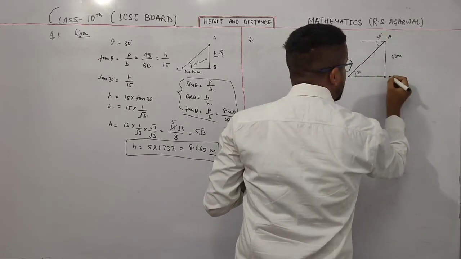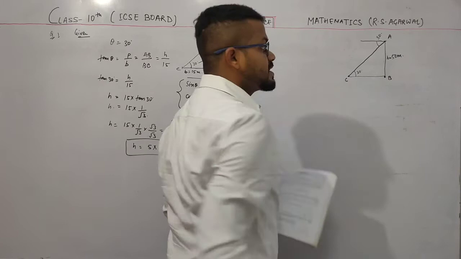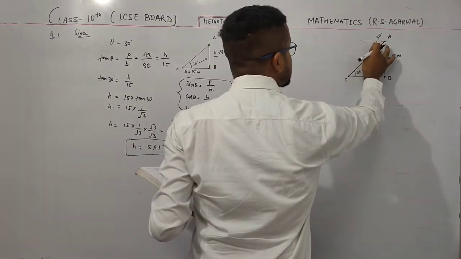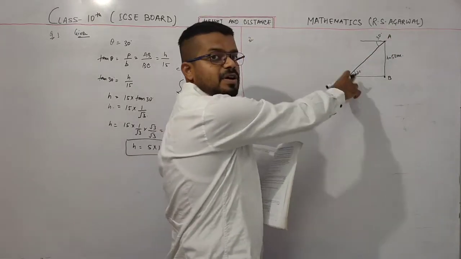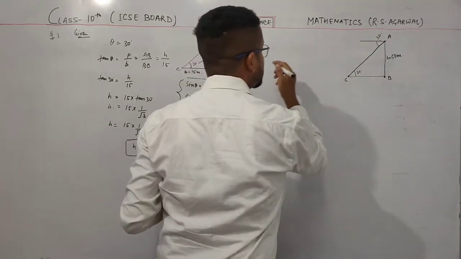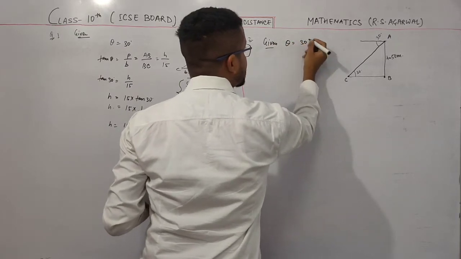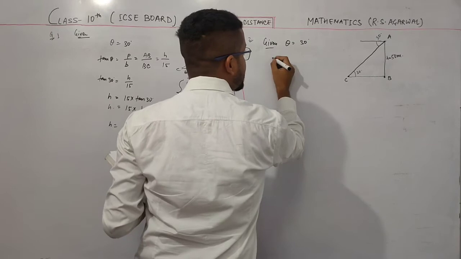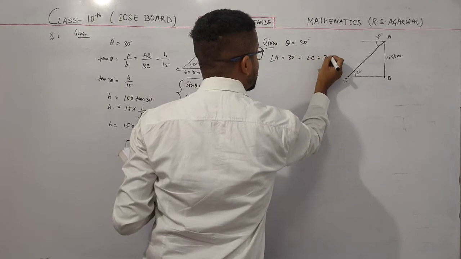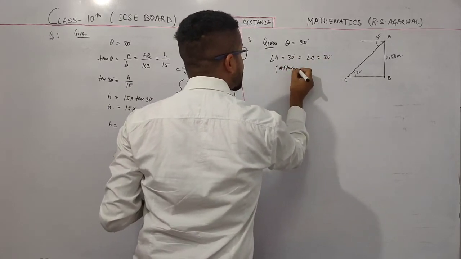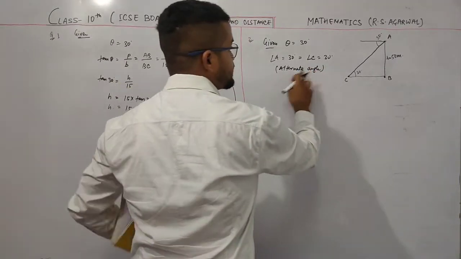Okay, this is A, B and C. The height is given, 50 meter. We have to calculate this distance. So here 30 degree is given, and it is also 30 degree because of alternate angle. So here angle of depression theta is 30 degree. Now if angle A is equal to 30 degree, then angle C is equal to 30 degree because of alternate angle.